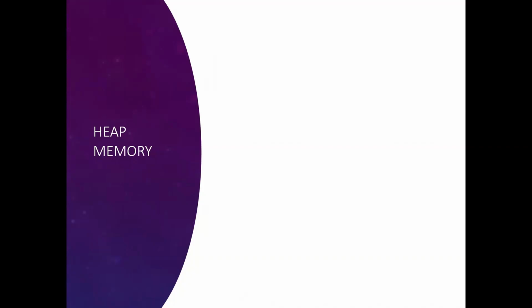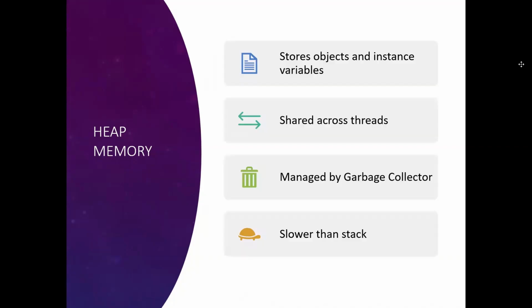Heap memory, on the other hand, stores our objects. So all the objects that we create are stored in the heap. There is only one heap, so this heap is shared across multiple threads and can be accessed by multiple threads. As a result, it's slower than the stack. And the heap memory is managed by the garbage collector. I'll talk more about that later.